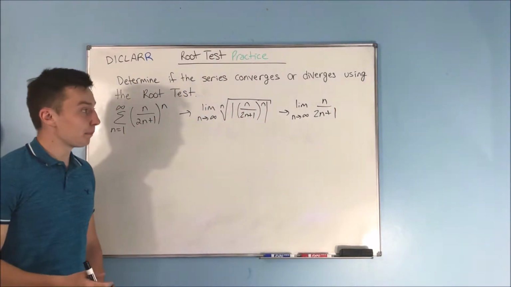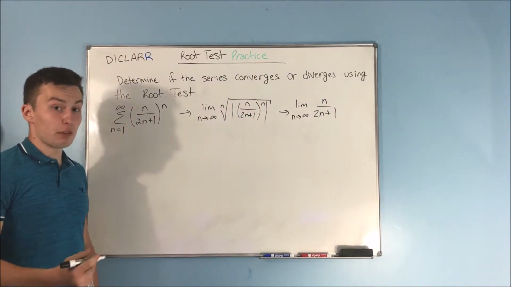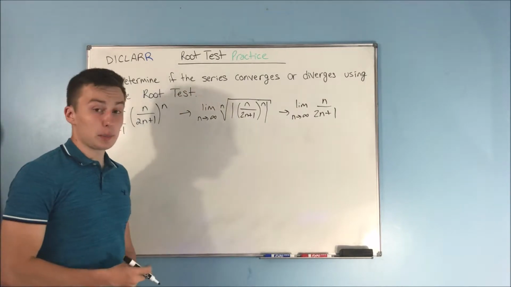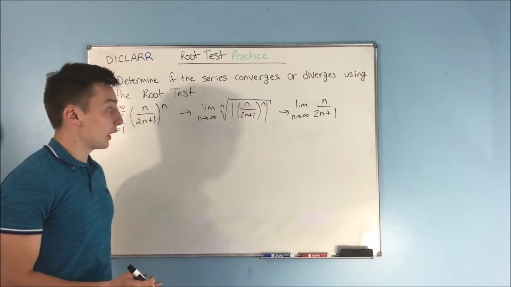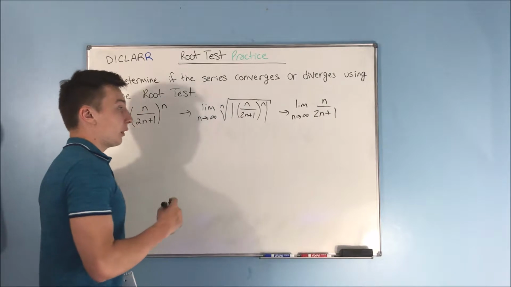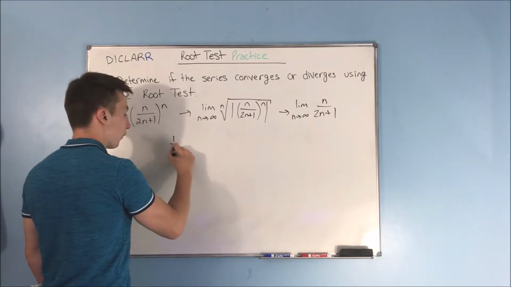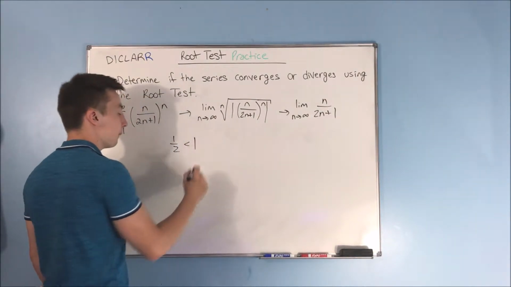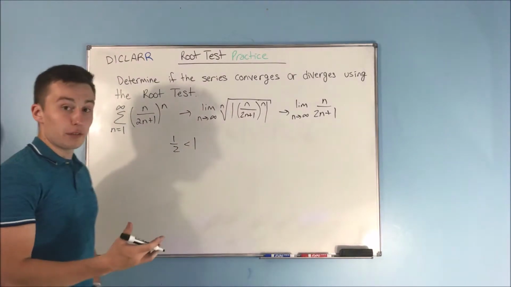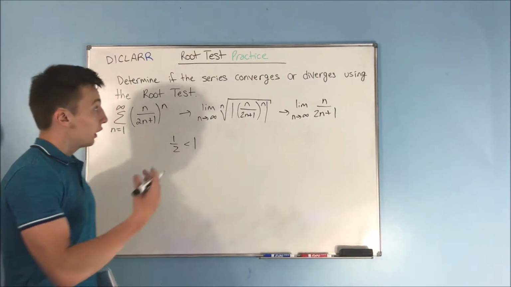Simple as that. Now, you can divide everything by n here, possibly use L'Hopital if that's what you like better, and you end up getting 1/2. 1/2 is less than 1, so this is absolutely convergent, and therefore convergent by the root test.